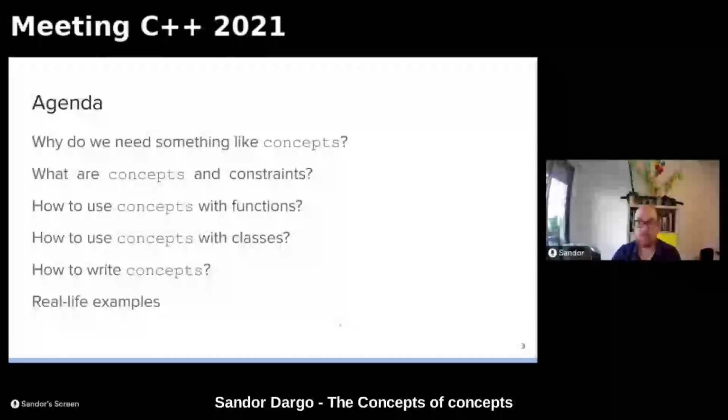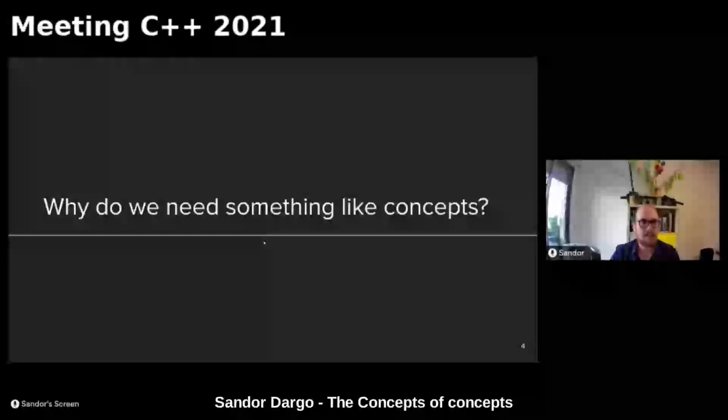Now you hopefully see the agenda. So we'll discuss why we need concepts, what they are, how you can use them as constraints, how you can use them with functions, with classes, how to write your own concepts, and then we'll see some real-life examples. Although concepts are quite new, so we don't have so many examples, we don't have so many real best practices. Well, we'll discuss these a bit later.